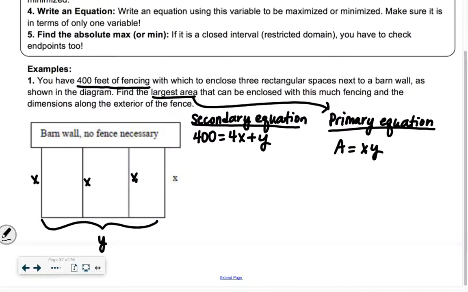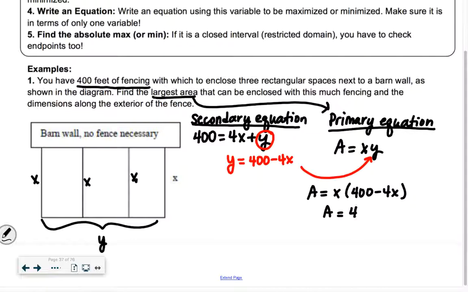But we want A to equal, and then on the right side, only one variable. Okay, so it's really 2 variables, A and then another variable. So how can I fix that? Yeah, we just substitute in, right? We're going to take y, and y is really 400 minus 4x. We're going to substitute it in right there. So we're going to have A equals x times (400 minus 4x). So I get A equals 400x minus 4x squared.